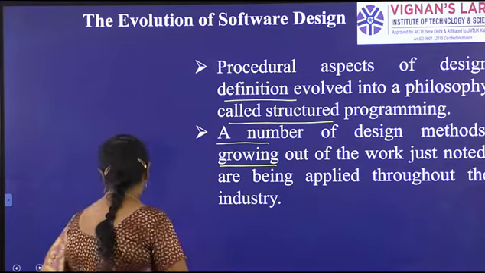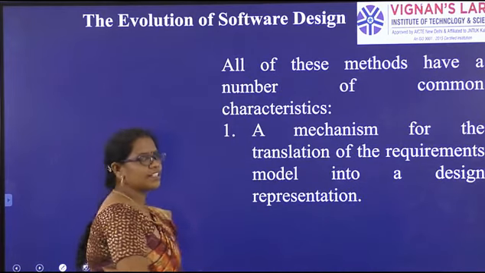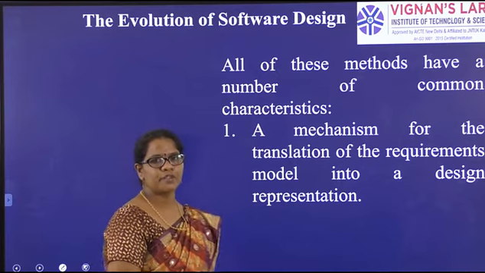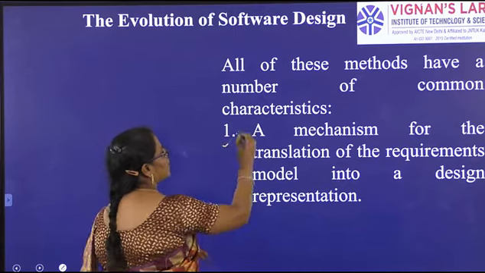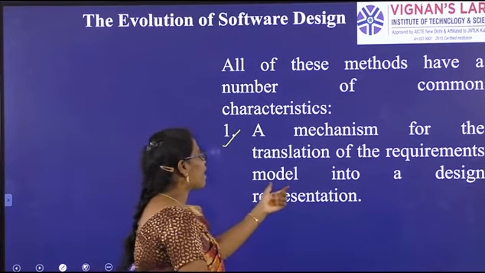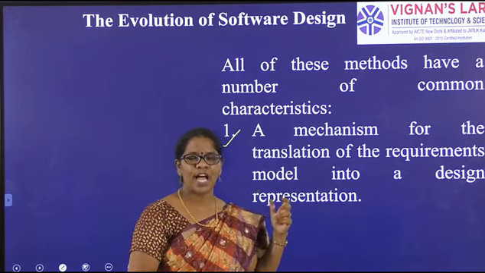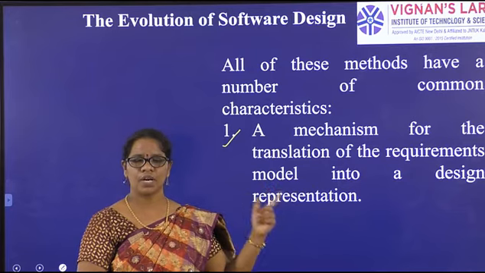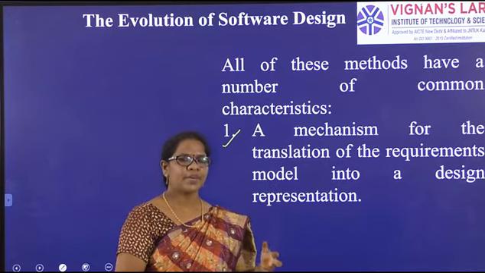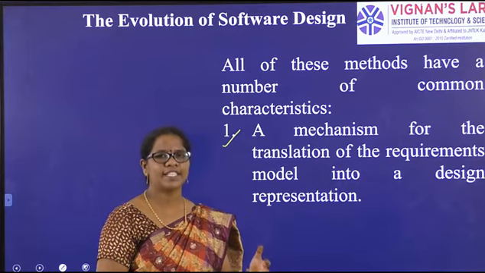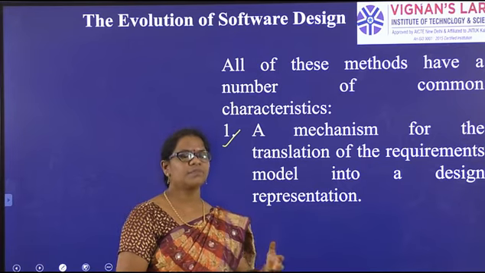Next, all of these methods have a number of common characteristics. Whatever methods we are using, they have some common characteristics. What are those? The first one is a mechanism for the translation of the requirements model into a design representation. In communication, whatever requirements are taken from the stakeholder, based upon those requirements we have to model a design. We have to model a system, and in order to model a system, design plays a part.